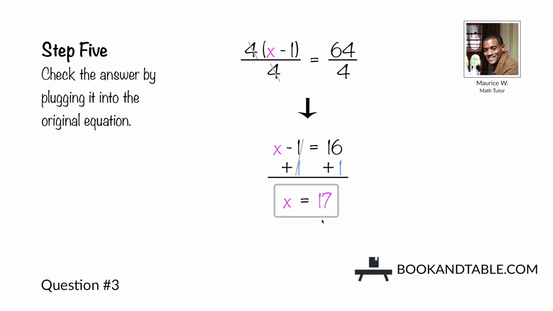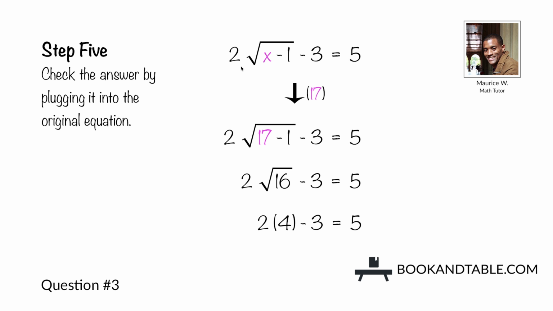Step 5, check the answer by plugging it into the original equation. 2 times the square root of x minus 1 minus 3 is equal to 5. Plug in 17 for x, and that gives you a term of the square root of 16. The square root of 16 is equal to 4.